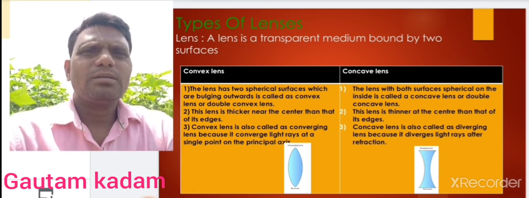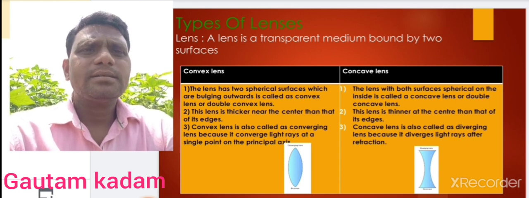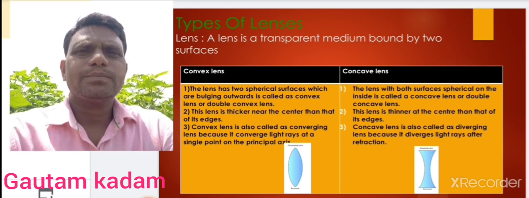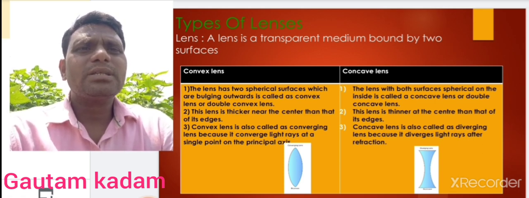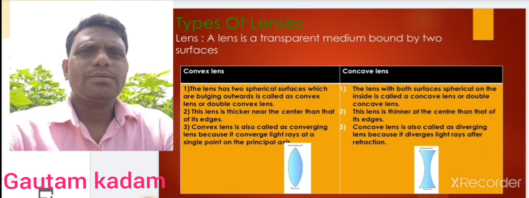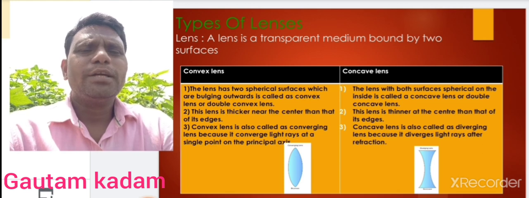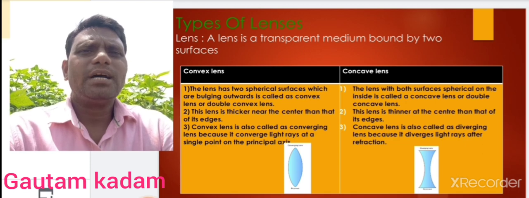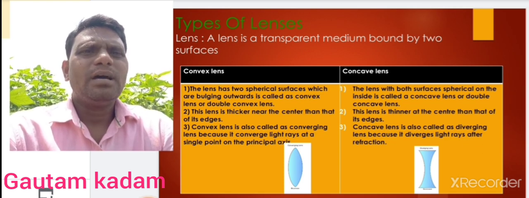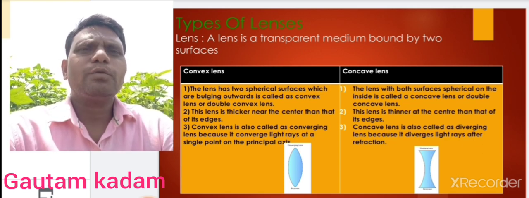First of all, what is meant by lens? A lens is a transparent medium bound by two surfaces. There are different types of lenses. Out of these, only two types of lenses are most important. That is, one is convex lens and the other is concave lens.